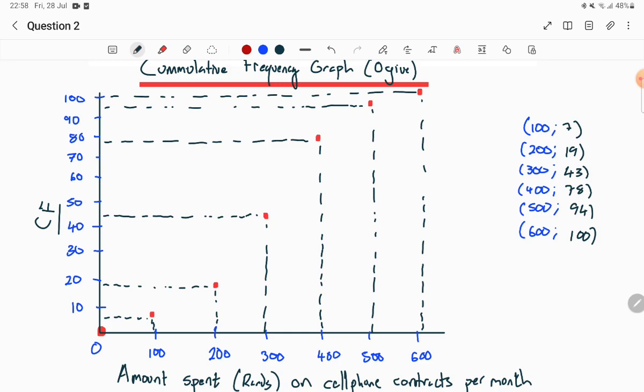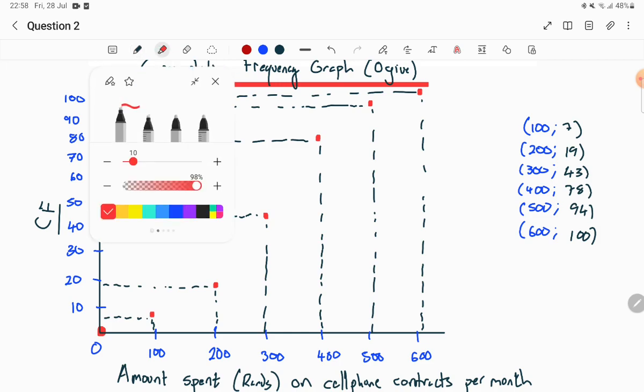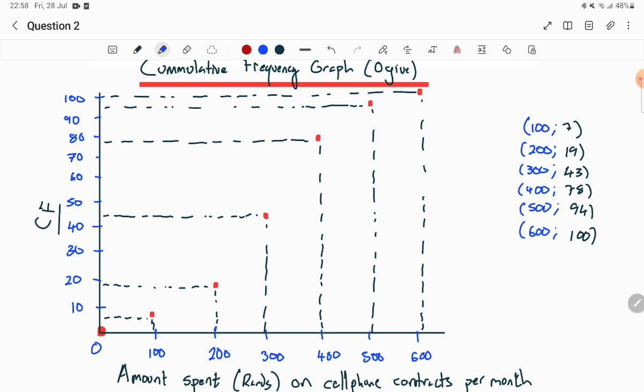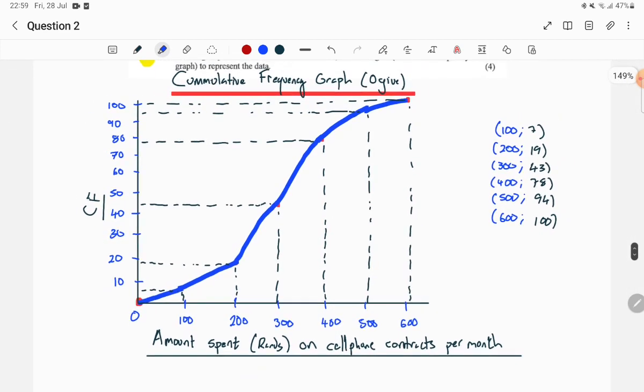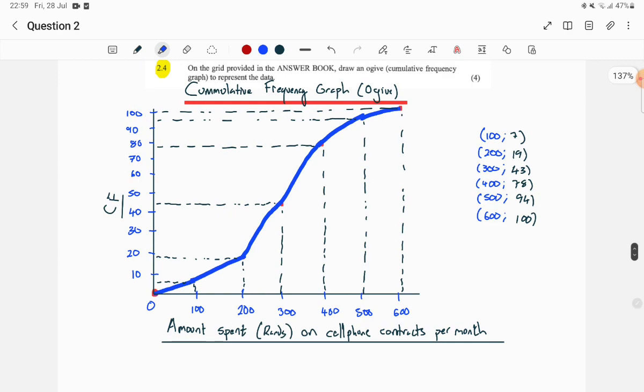Alright, so once we confirm these values, now we can actually go ahead and draw them. Let's use dark blue to draw the graph. We will draw in the dots exactly how we see them. No ruler, it's more of a curve, an increasing curve each time. And that is essentially your ogive curve.